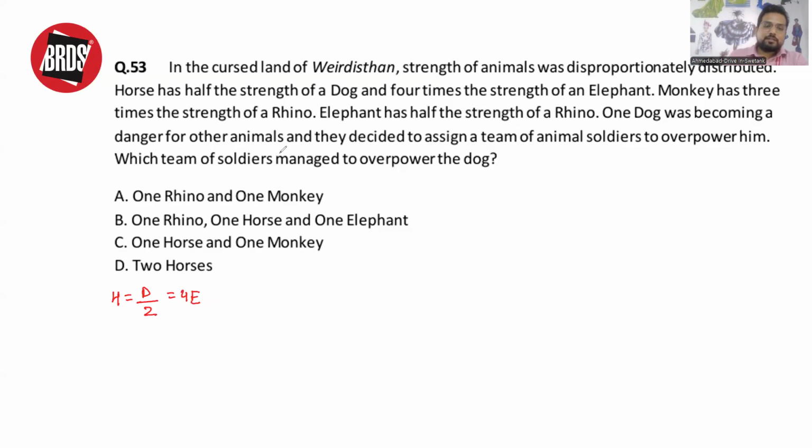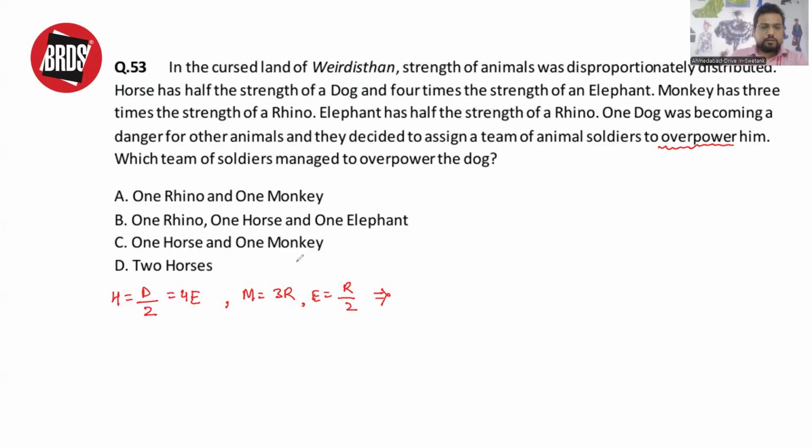Monkey has three times the strength of a rhino. Elephant has half the strength of a rhino. Okay, so I have written down every detail which is given to me in the form of mathematical terms or mathematical variables and equations. Now, first of all, using that one, I will form a very straight equation. But what would be good for me is, as they have given us, one dog was becoming a danger for other animals, and they decided to assign a team of animal soldiers to overpower him. Remember this thing, this is a very important one: overpower.